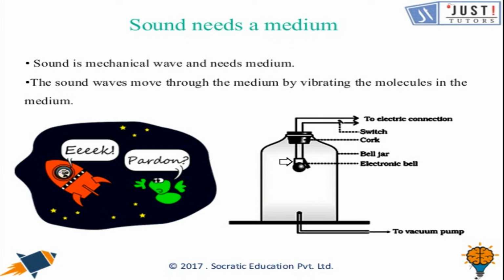So we can understand with an experiment. We have a setup here in which we have an electrical bell, and this jar is connected to a vacuum pump. So we switch on the electrical bell, we can listen to the bell until the vacuum pump is switched on. When the vacuum pump starts taking air out, the sound of the bell starts fainting. And when the vacuum pump takes all the air out, we are unable to listen to the sound of the bell. So this experiment shows that we cannot listen to any sound in vacuum.